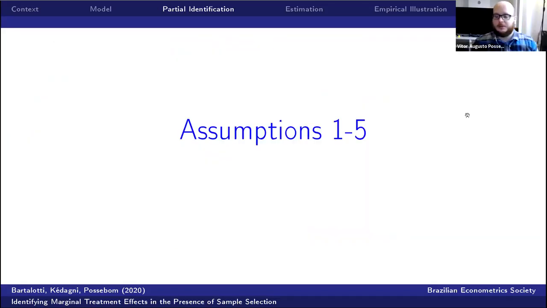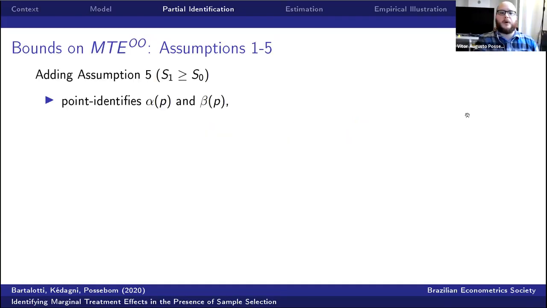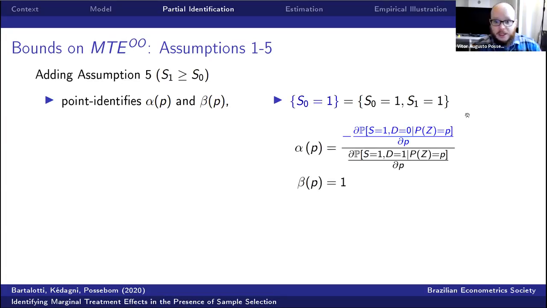And that's actually a great question because it combines very neatly with assumption 5. So now, if we want to tighten the bounds I have previously shown, we can impose the monotonicity assumption. And imposing that S1 is greater than or equal to S0 is interesting because now alpha and beta are point identified. Basically because now the observed when untreated group is composed only of the always observed group. And as a consequence, alpha is point identified by this ratio and beta is exactly equal to 1.